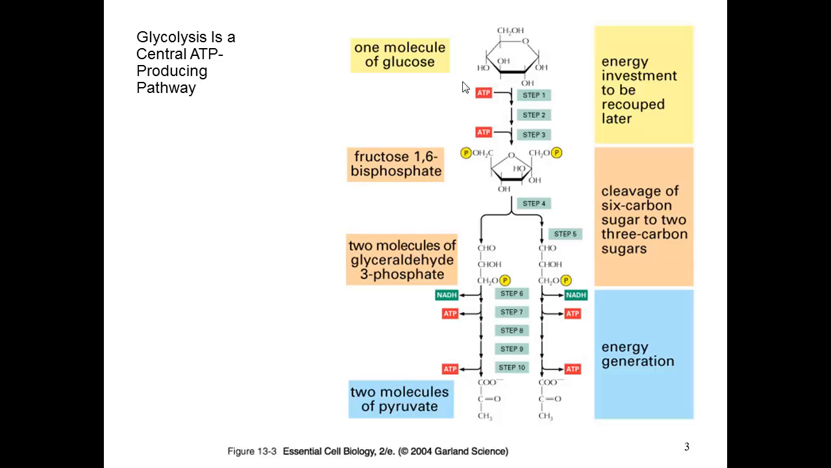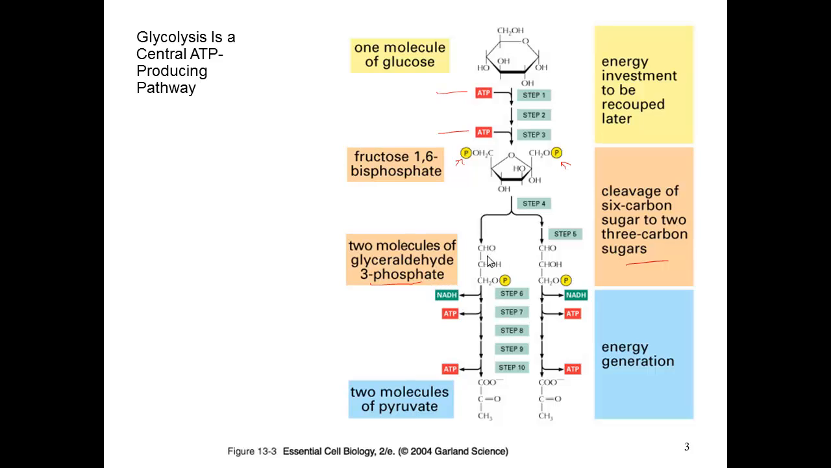Note that the first thing we do is we're going to invest 2 molecules of ATP. So if the goal is to produce ATP, we're already 2 in the hole right off the bat. These 2 ATP molecules end up donating phosphoryl groups to the sugar, and we get fructose 1,6-bisphosphate, which is then split into 2 3-carbon sugars, initially different, but then they are both converted into 2 molecules of glyceraldehyde 3-phosphate.